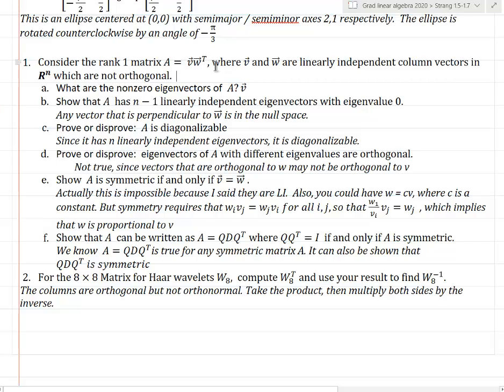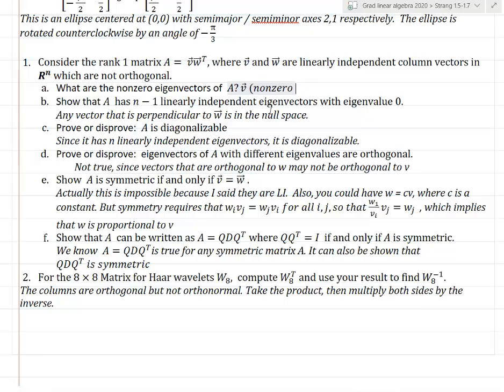All right, so first question, what are the non-zero eigenvectors of A? Now what I meant to say, and what I should have said is, what are the eigenvectors of A that have non-zero eigenvalues? And so the only vector that can possibly have a non-zero eigenvalue is V, because the column space is parallel to V. So V is the only possible eigenvector with a non-zero eigenvalue.